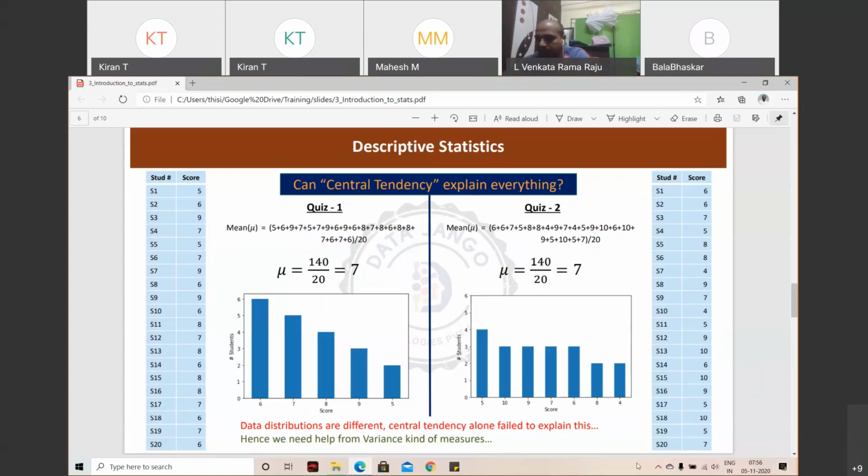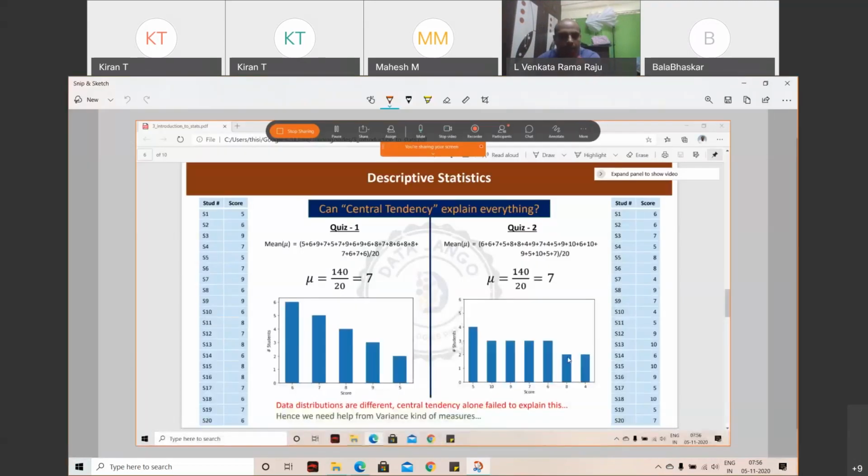Let me try to explain this by writing. There are two kinds of graphs: one is bar graph and another is histogram. I was trying to explain the difference between bar graph and histogram. Here, in the quiz, the score is going to be 0 to 10. In this also 0 to 10. That's where we chose bar graph. If the score is between 0 and 1 million, and you try to do a bar graph, what will happen?